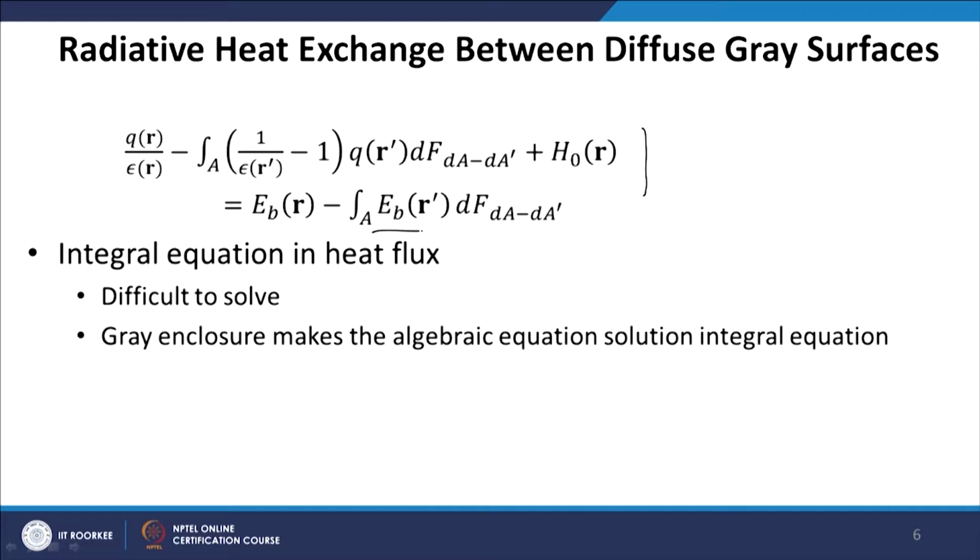Now, the last term is not an unknown; you can easily calculate it, because EB is known to you. If you know the temperature of the surface, you know the term and you can easily integrate it. But the other term is not easy to calculate, because Q is a variable and it is appearing inside an integral. So, this is an integral equation. Let us see how we can solve a problem of this type.